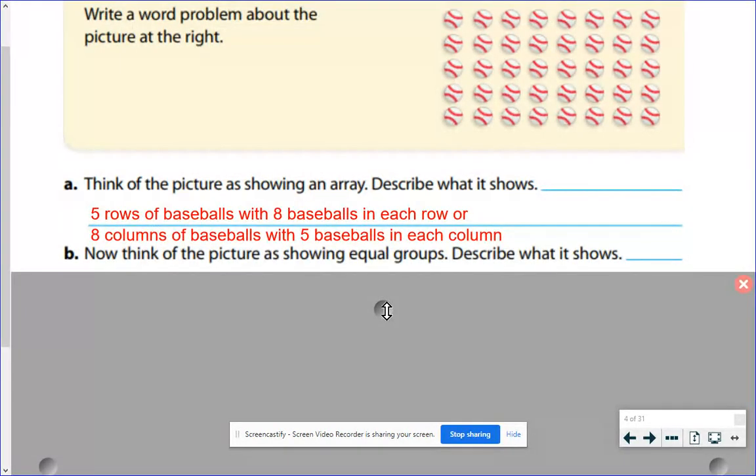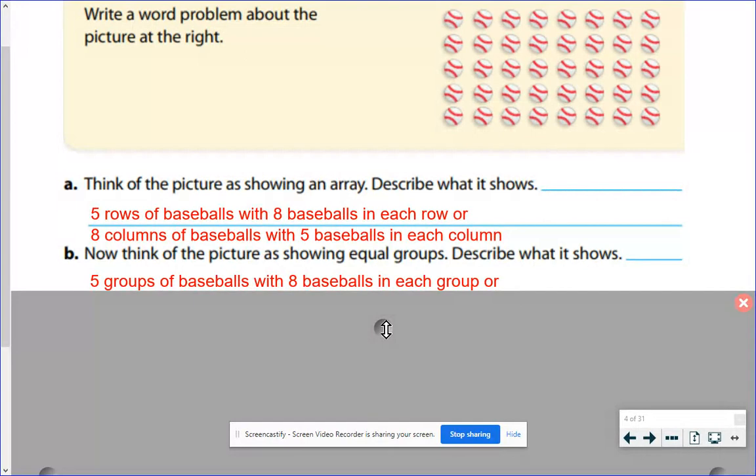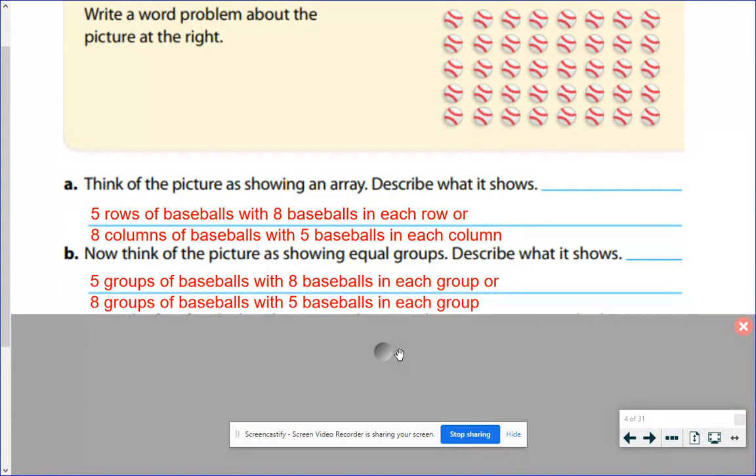Now, if we think of the picture as showing equal groups, how would we describe what that shows if we're looking at the same picture in equal groups? If we have 5 groups of baseballs, with 8 baseballs in each group. So we could group it up like that, draw a circle around that and make a group out of it. And each row would represent a group, 5 groups of baseballs. Or if we looked at it and put each of the columns into a group, we would see that we had 8 groups of baseballs with 5 baseballs in each group.